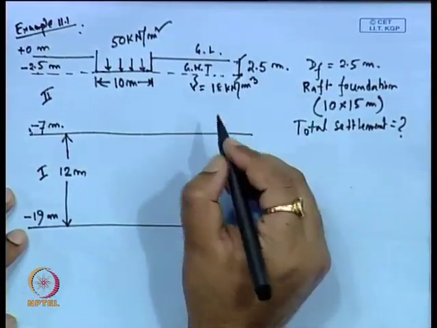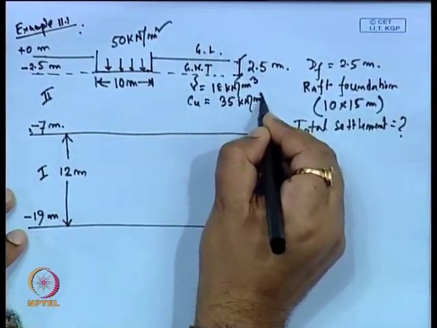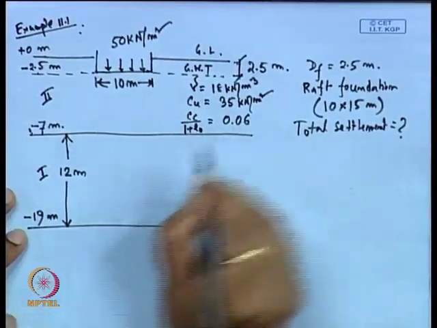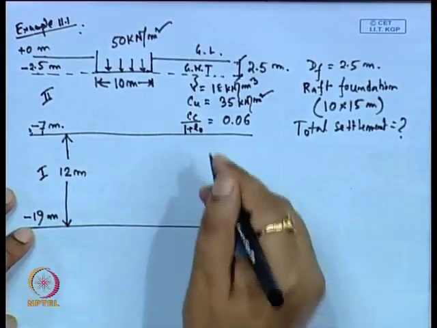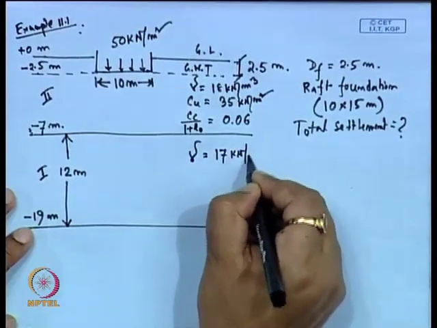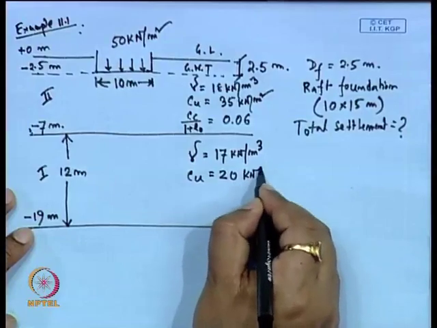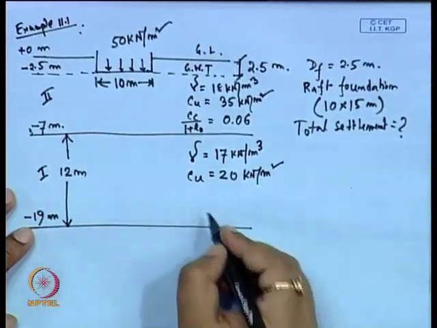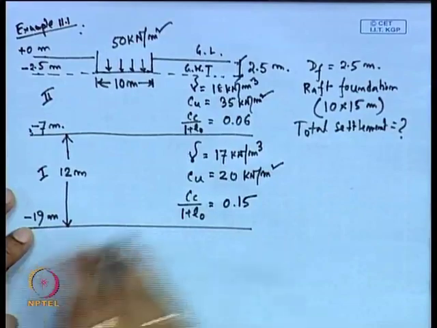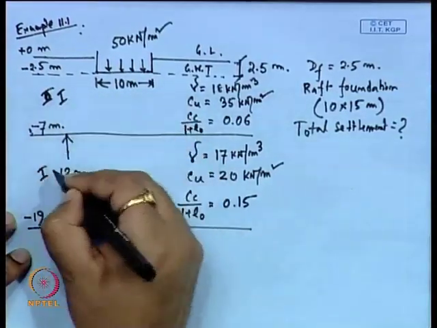per meter cube, Cu is 35 kilonewton per meter square, and Cc/(1+e0) for the layer 1 is 0.06. And for the layer 2, gamma is 17 kilonewton per meter cube, Cu is 20 kilonewton per meter square, and Cc/(1+e0) is 0.15. So, this is a soft clay. So, we can say this is layer 1 and this is layer 2.